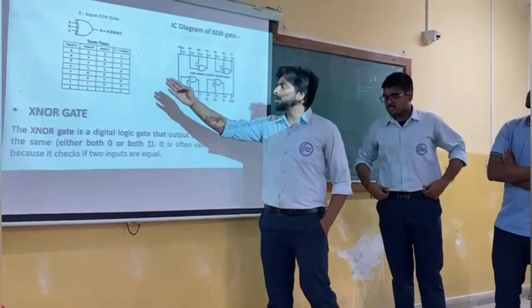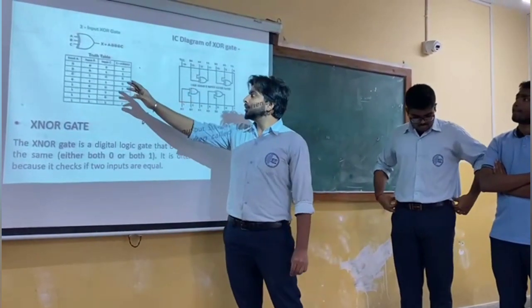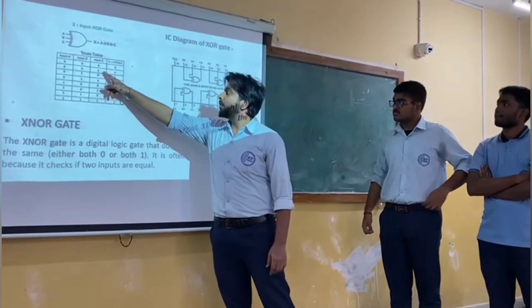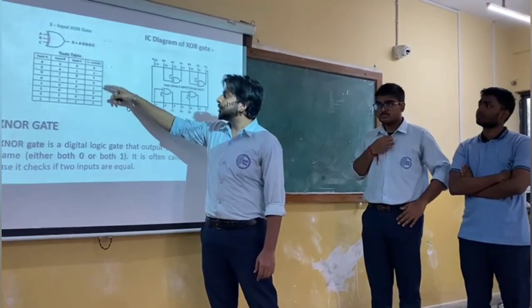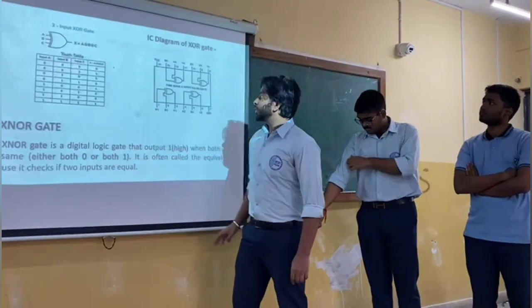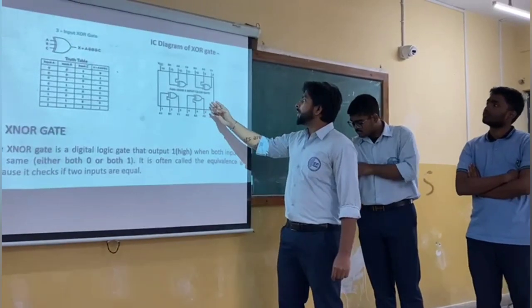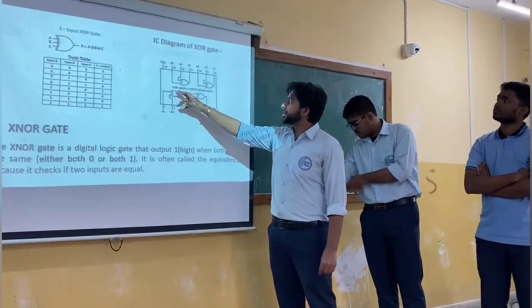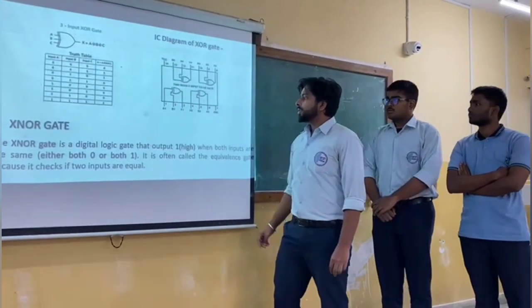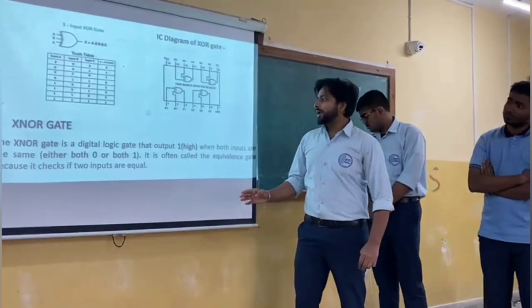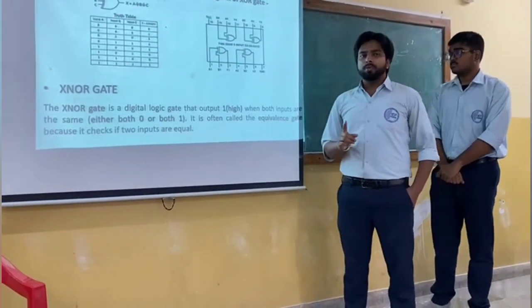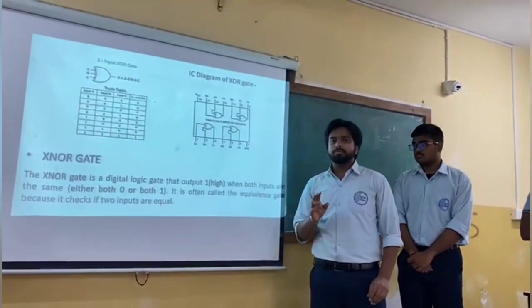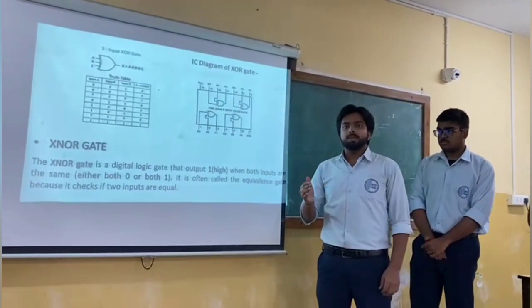This is the truth table for the 3 input XOR gate. Here only one of the inputs is 1, so it gives 1, and otherwise all the outputs are 0. And this is the IC for the XOR gate, which is IC 7486 quad 2 input XOR gate. The XNOR gate is a digital logic gate that gives the output 1 if both the inputs are the same.